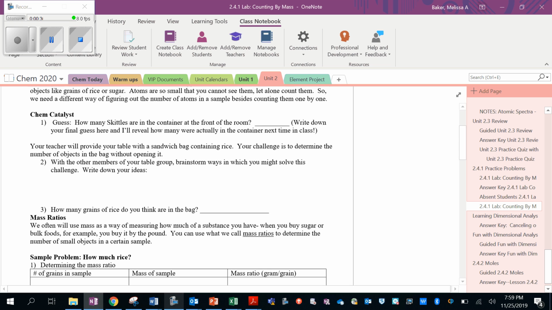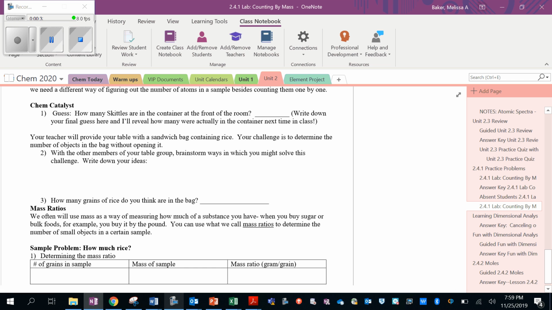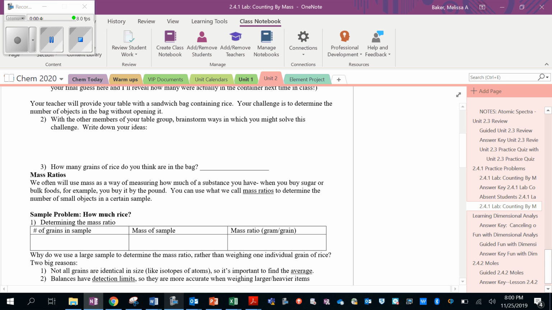So one thing that you'll need to do if you're watching this because I have a sub, you can still guess the amount of Skittles in the container. Otherwise, if you missed out on the guess, I'm very sorry, but we're having a guessing contest. And then everybody gets a bag of rice for this activity.